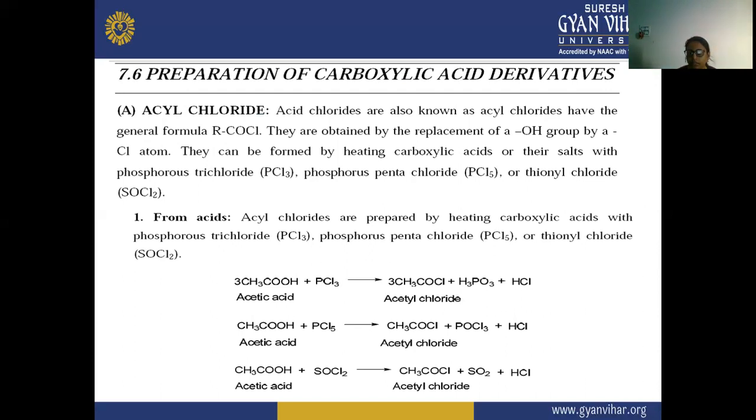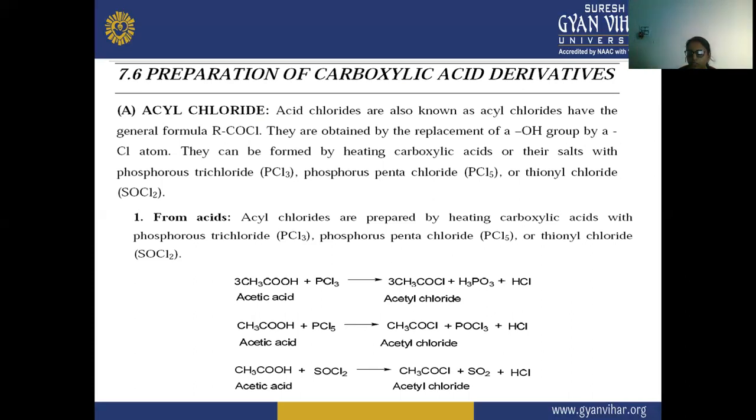So from acid, acyl chloride. Acyl chlorides are also known as acid chlorides, and they have the general formula RCOCl. These can be obtained by heating the carboxylic acid with phosphorus pentachloride, phosphorus trichloride, or thionyl chloride, and they are formed by the replacement of the OH group by the Cl group.